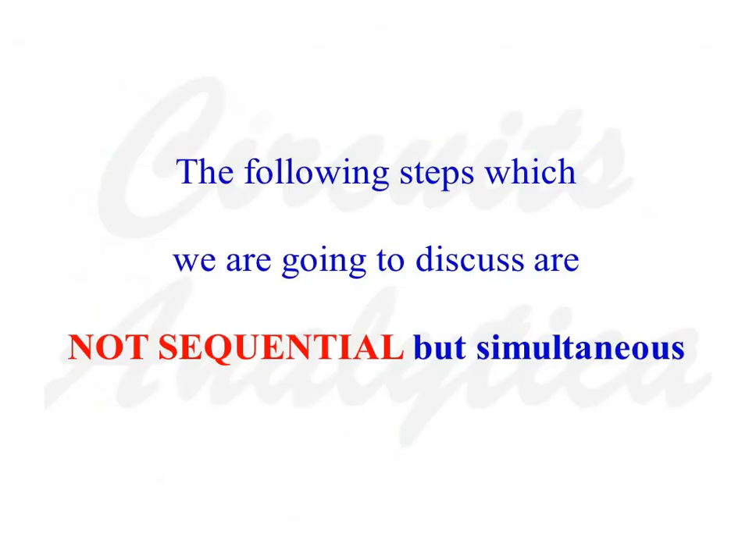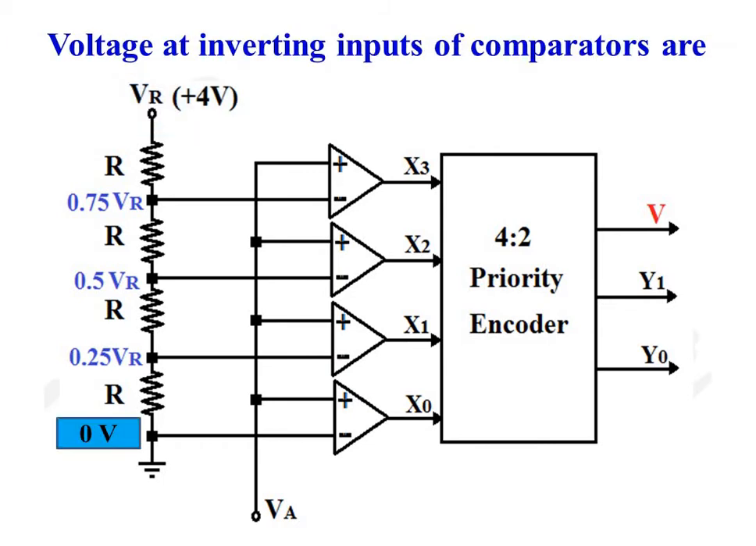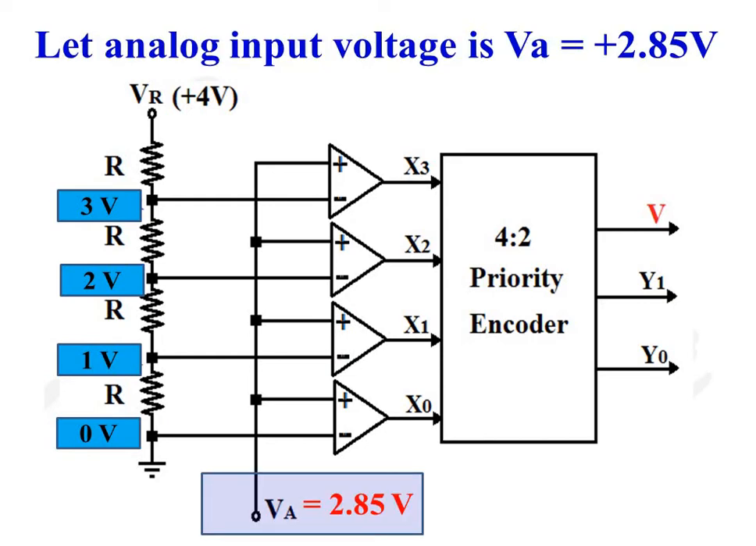The following steps which we are going to discuss are not sequential but simultaneous. Resolution is selected as 1 volt, so reference voltage is 4 volt in this case. Voltage at the inverting inputs of comparators are 0, 1, 2 and 3. Let the analog input voltage VA be equal to 2.85 volt.